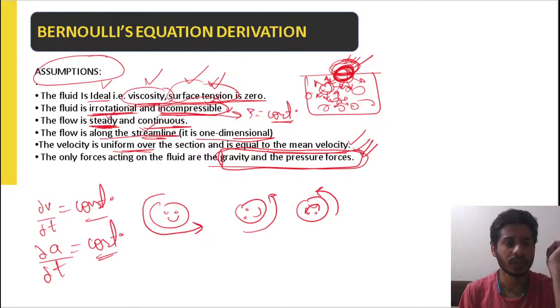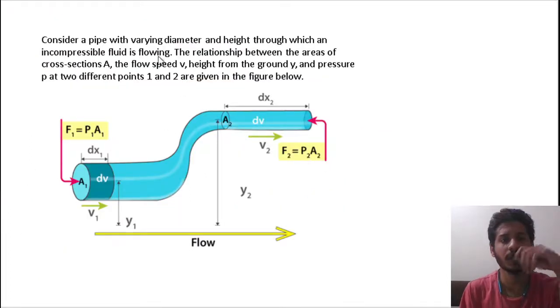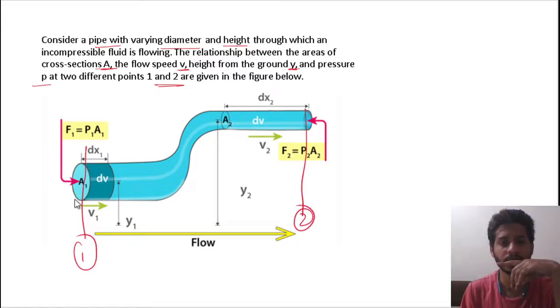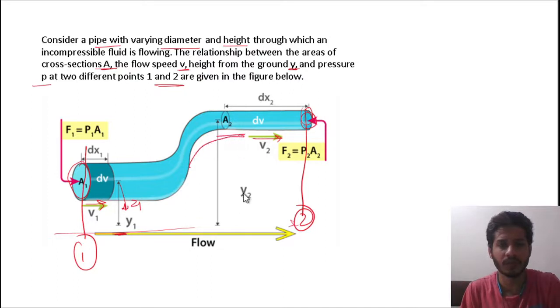So let's see a quick recap of the derivation part. Consider a pipe with varying diameter and height, with cross-sectional area A, velocity V, height Y, and pressure P at both points. So consider this section as section 1 and this section as section 2. At section 1, this is the area A1 and the fluid is flowing with the velocity V1. At section 2, there is a velocity V2 and the area is A2. You can see this is the flow, and the distance from the datum to this fluid line is Y1, or we can say it's Z1 also, and for this part of the fluid it is basically Y2, or we can say it's Z2.